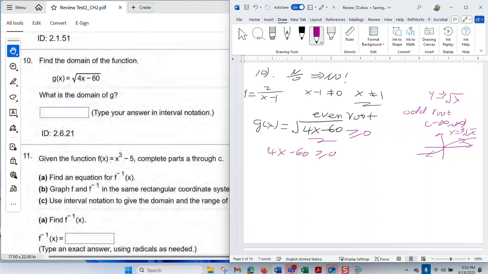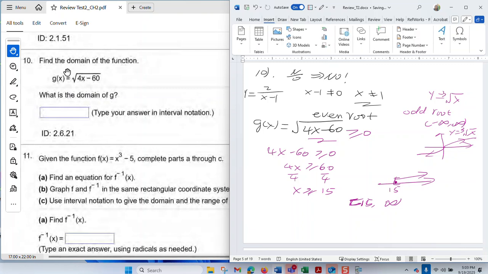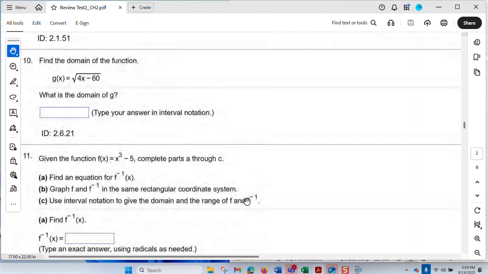And then we go to solve for x. We add 60 on both sides, and then we divide by 4. So x will be greater than or equal to 15, going to the right. In interval notation, it will be from 15 to infinity, and because it has an equal sign, you use the bracket at 15. So that is how you find a domain, okay?